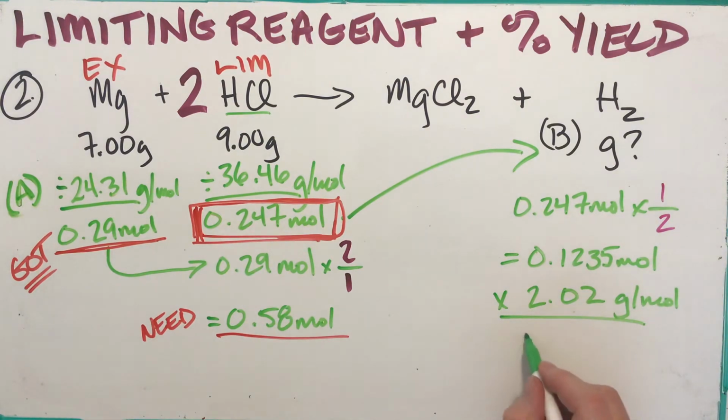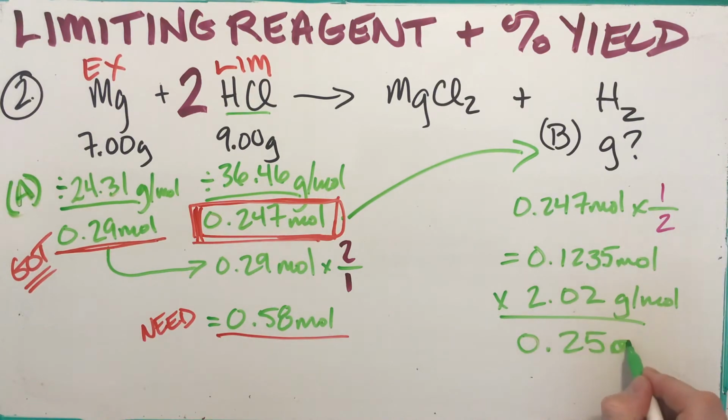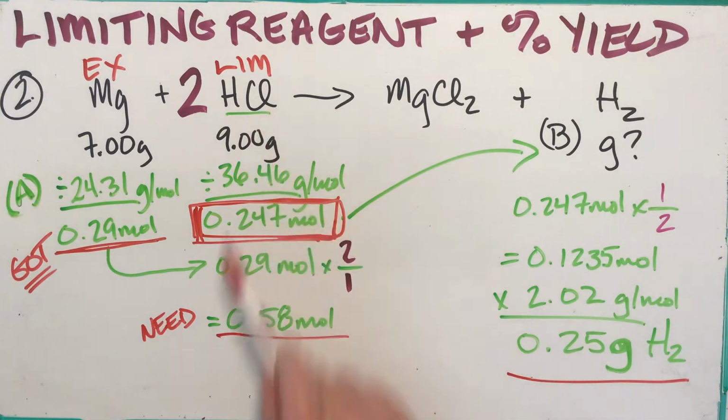And when I multiply that, I will get 0.25 grams of hydrogen gas. And that is my answer for B. All right. So A, hydrochloric acid is my limiting reagent. For B, I'll get 0.25 grams of hydrogen gas as my maximum yield for that.